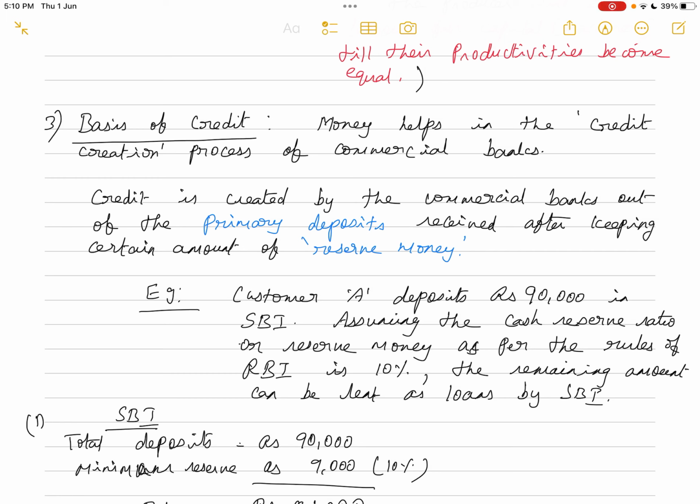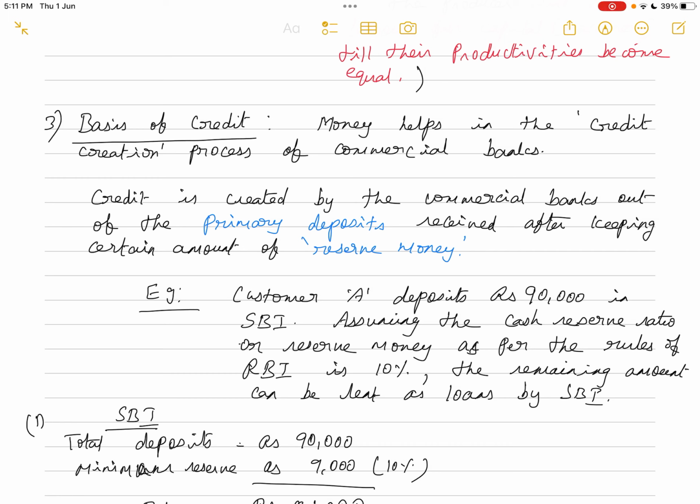It is not possible for a commercial bank without having something called reserve money. That is, credit is created by the commercial banks out of the primary deposits. When a customer deposits to the bank initially, that is what is called the primary deposit, received after keeping a certain amount of reserve money. Now, what is the main function of commercial banks?